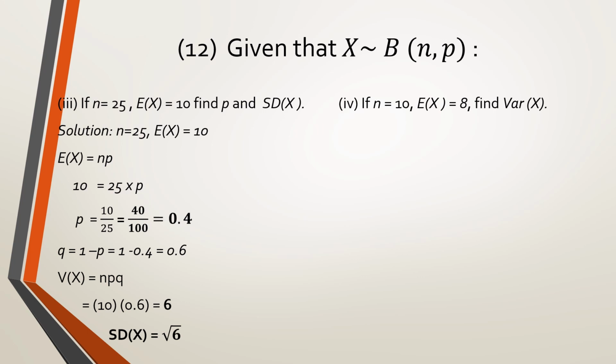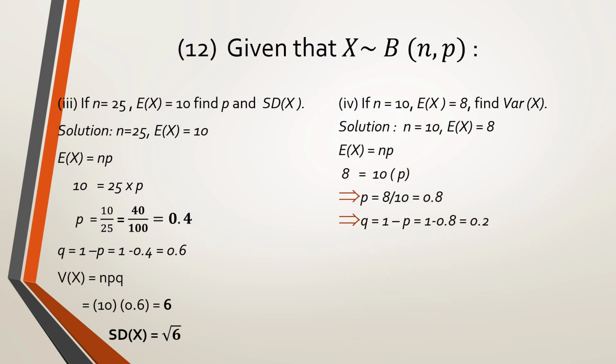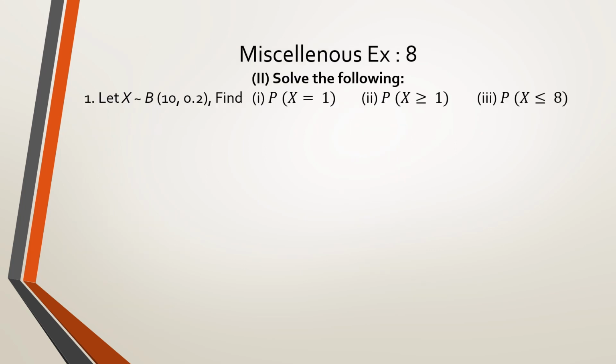Fourth sum, if n is 10, E(X) is 8, find the variance of X. It's similar to the previous one. N is 10, E(X) is 8. So from that you get the value of p, 0.8, q, 0.2, and then variance is n into p into q. That's 1.6.